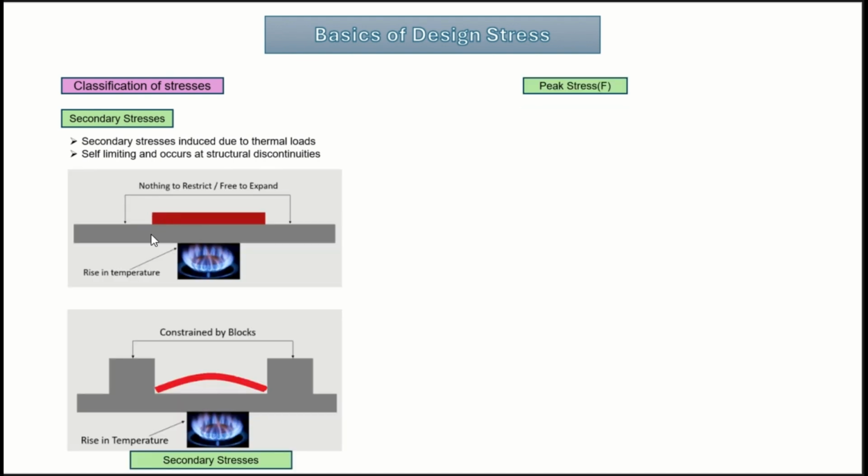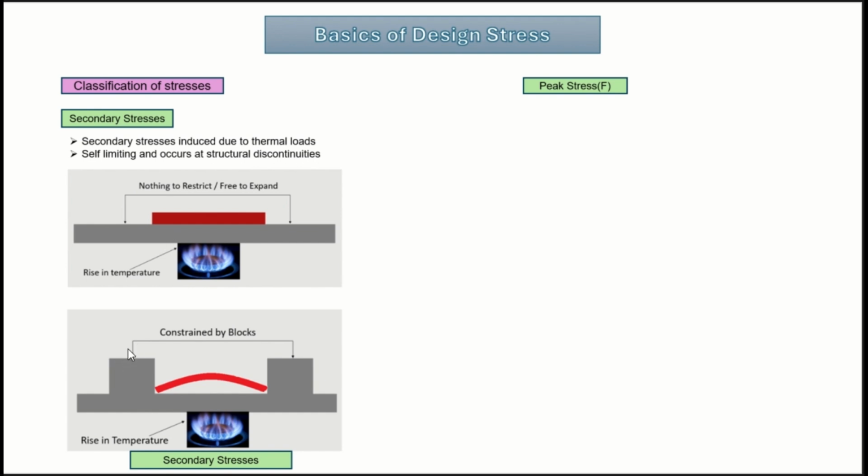These secondary stresses are generally caused due to temperature, that is, thermal loads. So these secondary stresses are induced due to thermal loads only. And these secondary stresses have a beautiful character, a self-limiting character, and occur at structural discontinuities. For example, I take a component which is not restricted and is free to expand. If I increase the thermal load, it tries to expand. By expanding, it relieves its stresses. Here no secondary stresses will generate.